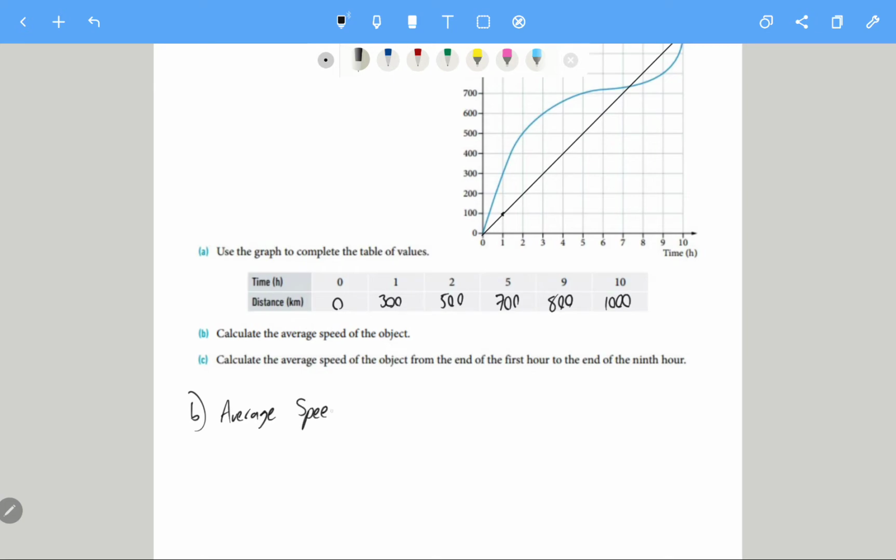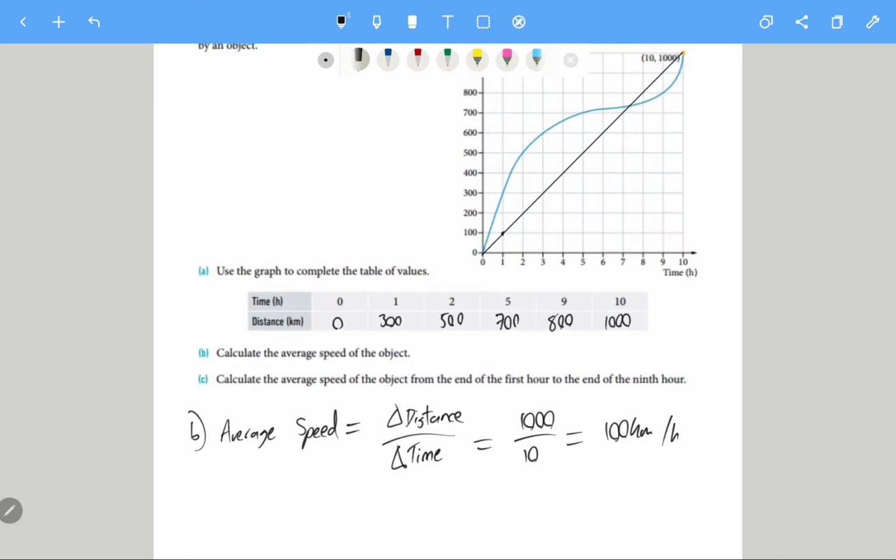Well, that's the difference in the distance, del distance over del time, which is 1,000 over 10, which is 100 kilometers per hour. Because in 1,000 kilometers, in 10 hours, we've gone 1,000 kilometers.